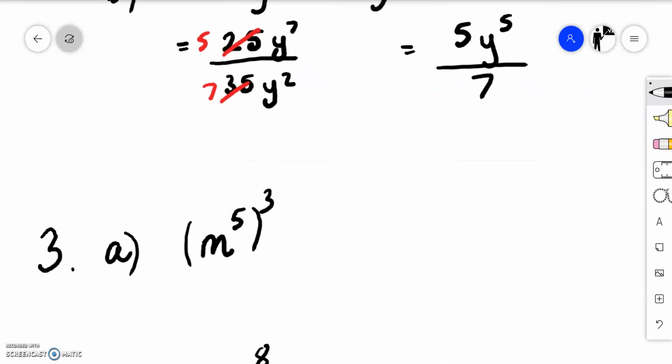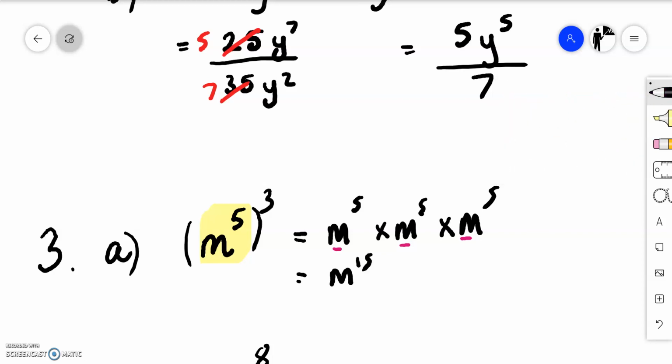Okay, let's have a look here. Here we've got a power raised to a power. What does this mean? M to the power 5 cubed. Well, cubed means to times by itself 3 times. So what that means is I need to multiply that by itself 3 times. M to the 5 multiplied by M to the 5 multiplied by M to the 5. And we just learned that when we're multiplying, when the bases are the same, we can simply use the shortcut and we can add the powers. 5 plus 5 plus 5 is 15.